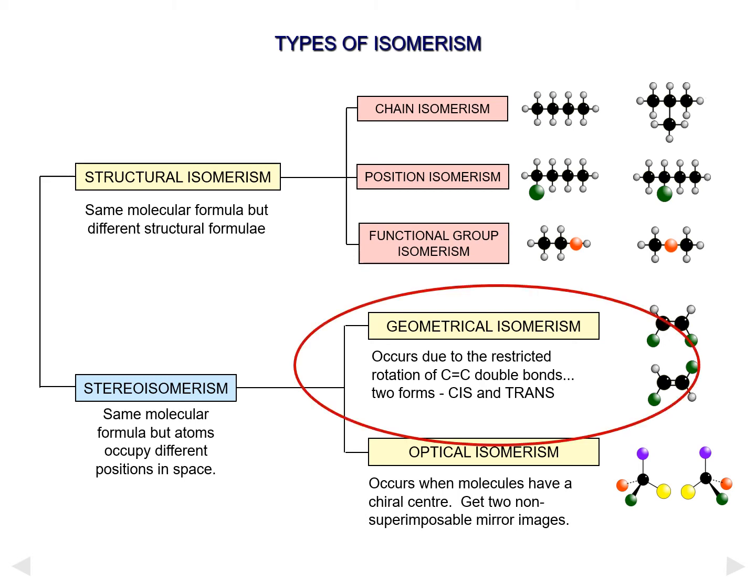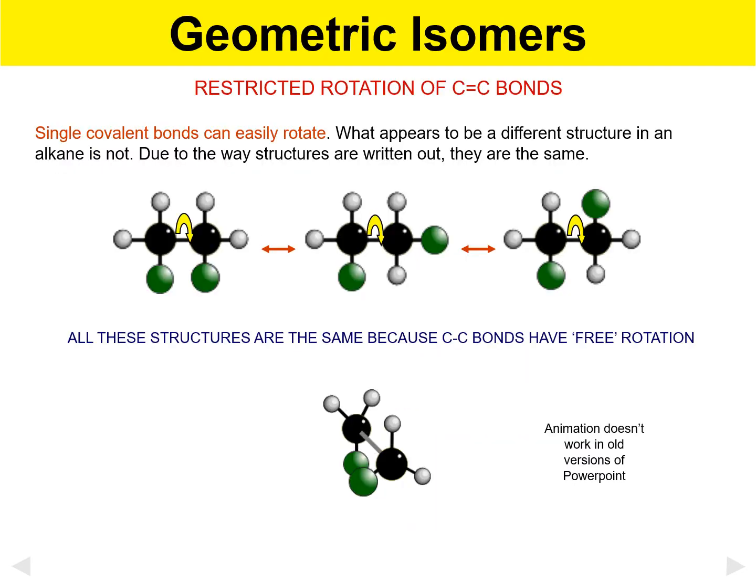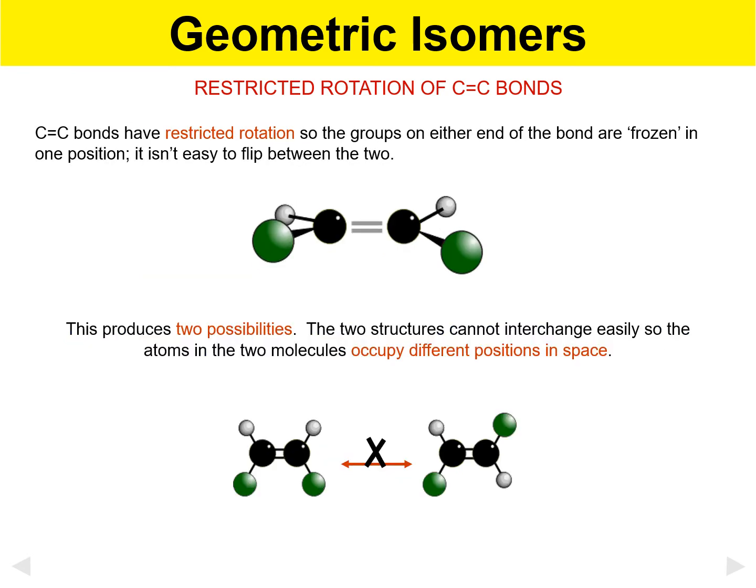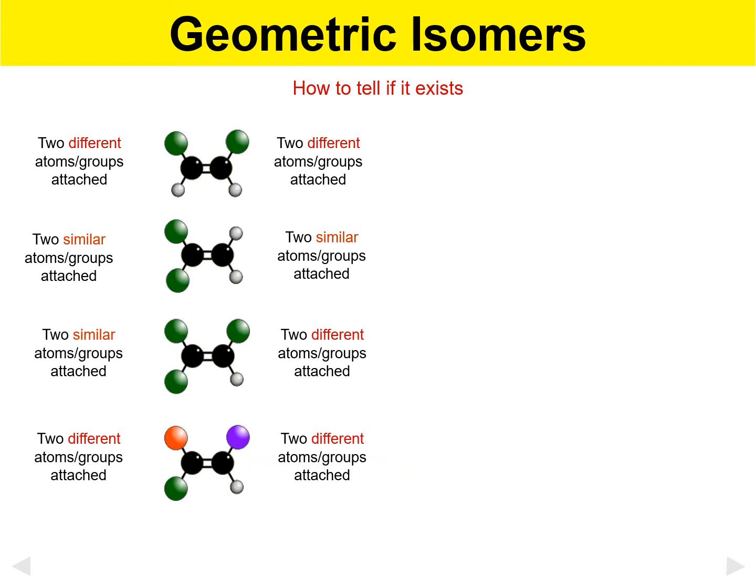To have a geometric isomer, one of the conditions you require is a carbon-carbon double bond. Single covalent bonds can easily rotate. However, when you have a carbon-carbon double bond, you have restricted rotation. This lack of free rotation about the double bond causes some alkenes and substituted alkenes to exhibit geometric isomers. The first condition for a geometric isomer is to have a carbon-carbon double bond. However, not all alkenes form geometric isomers.